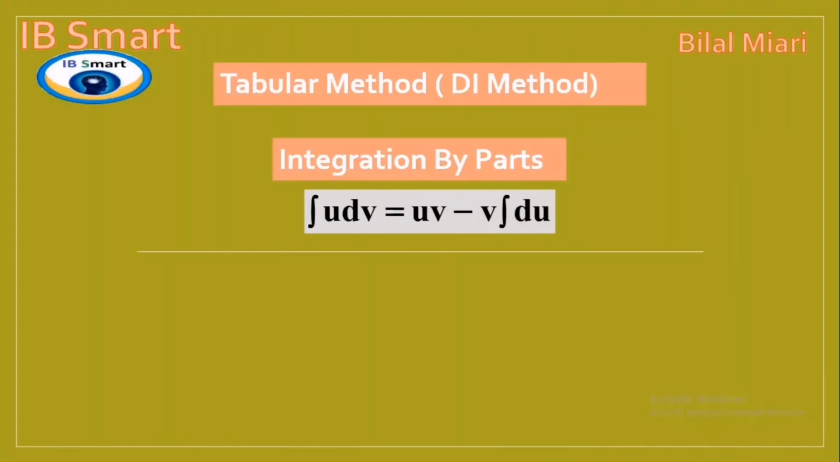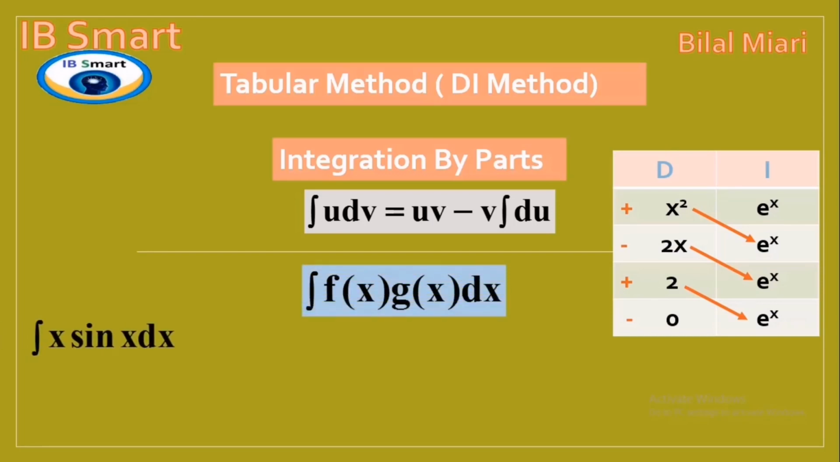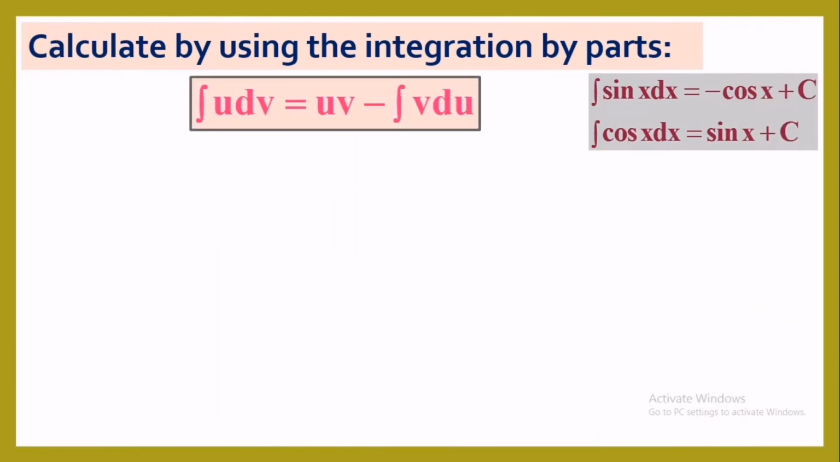In this video I am going to talk about the tabular method or DI method, which is a special technique of integration by parts. Let's begin. So let's revise integration by parts. Integral u dv is equal to uv minus integral v du. Example, integral x squared sine x dx.